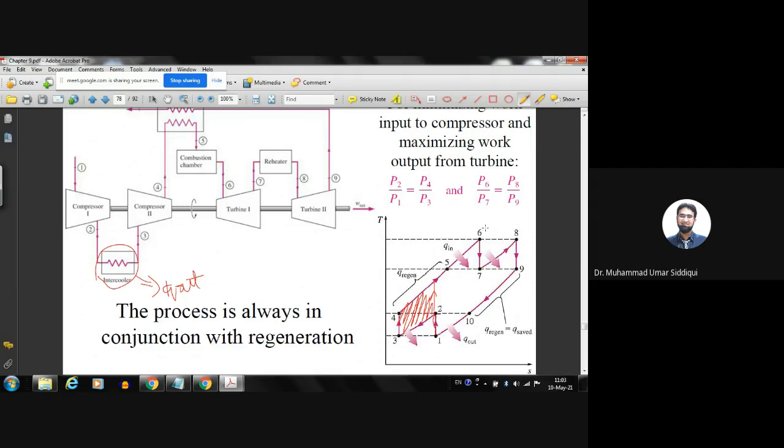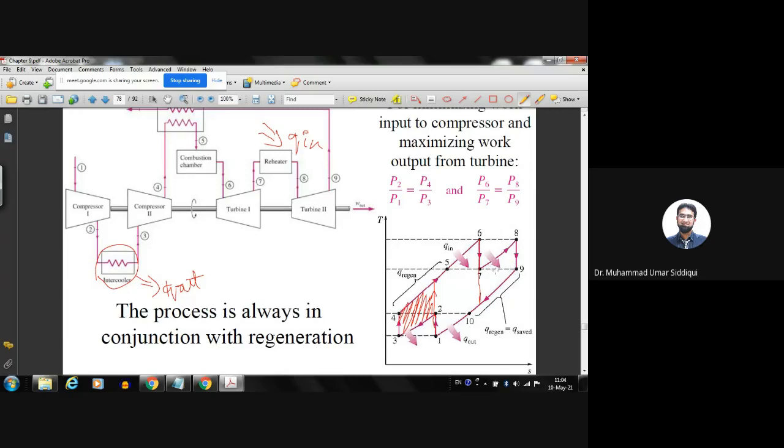Similarly, when we talk about the expansion process, suppose we do the expansion process in one go, then our expansion process would look like this, from 6 to 7 until the low pressure. But now we do the expansion in one step, in one turbine, then pass it through the reheater where the reheating is done, and we supply another Q in. So that is the reheating at constant pressure, and then after that we do the rest of the expansion.